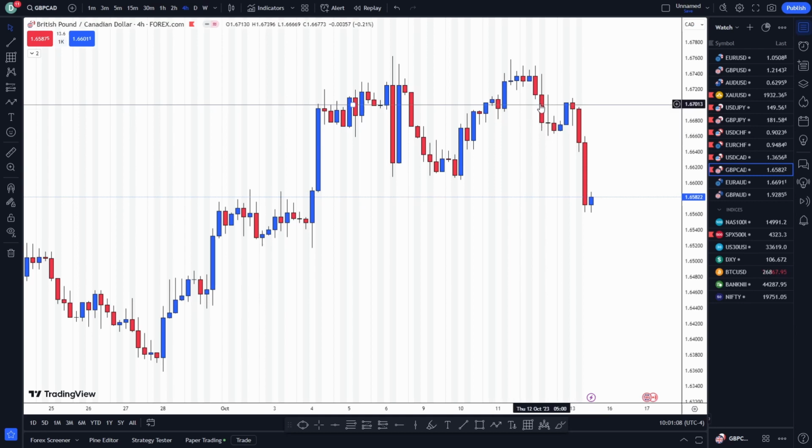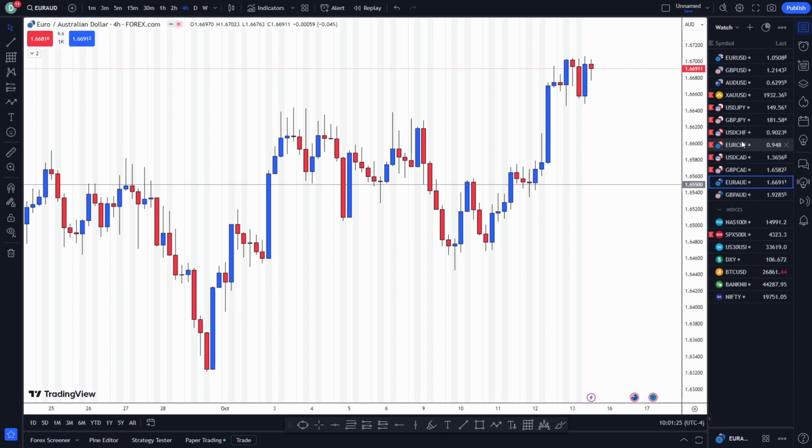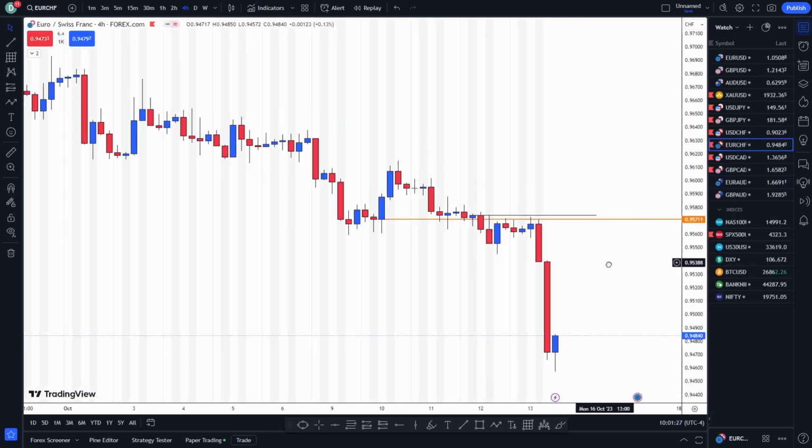It's a clear market structure shift, right? It closes below this candle's body, right? And now it goes up till what? A round psychological level, right over here. It just goes and taps over there, and then it falls down.